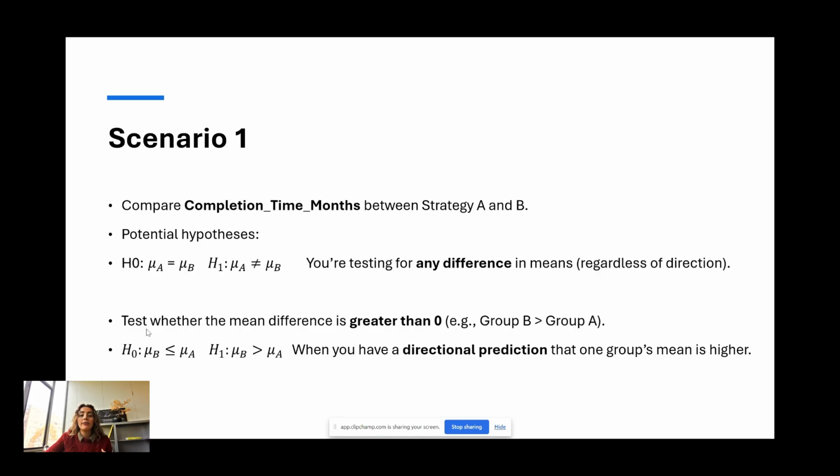In other cases, if we had previous studies and predictions that one group was bigger than the other, then we could test that. For example, we could say the mean completion time for strategy B was bigger than A. If we wanted to test that as our research or alternative hypothesis, then our null hypothesis would be the complete opposite.